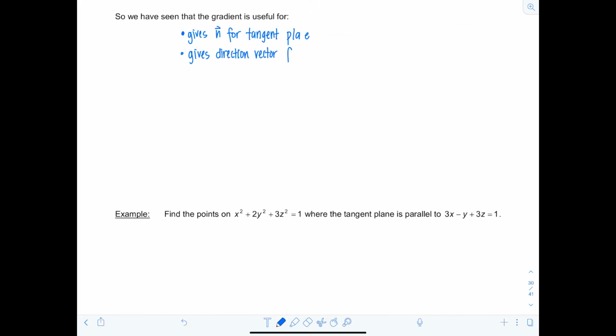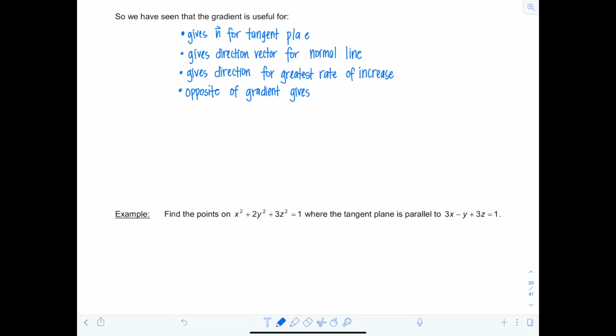For the normal line. It also gives us the direction for the greatest rate of increase. And the opposite of the gradient gives the direction for the greatest rate of decrease.